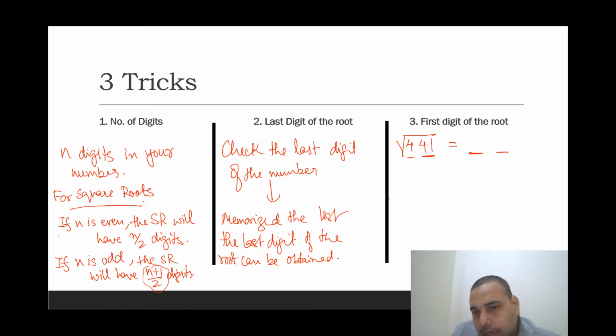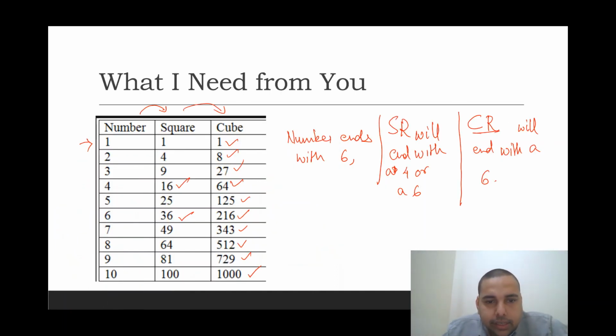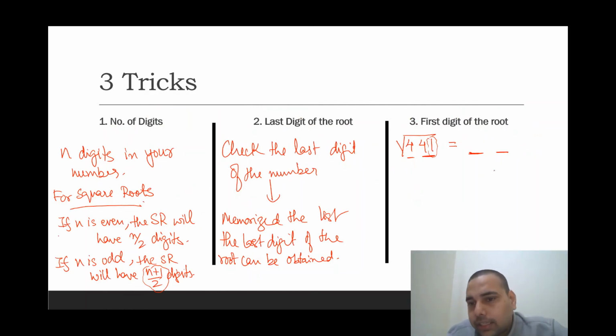Alright. Now, my last digit is ending with 1, right? So what I can say is that if my last digit is ending with 1, either my number is ending with 1 or my number is ending with 9. I'm not very sure, but I can definitely say that it is either 1 or 9. Okay, we'll try to figure out what that is.